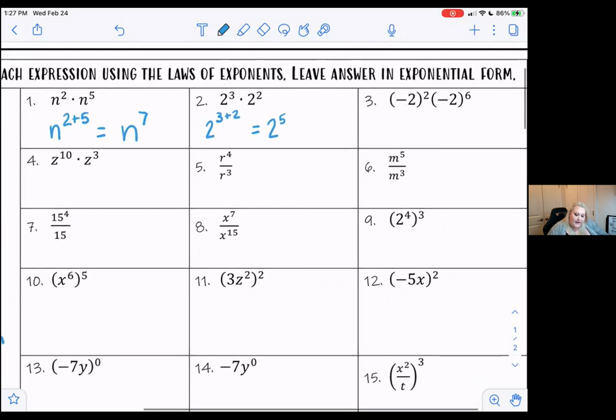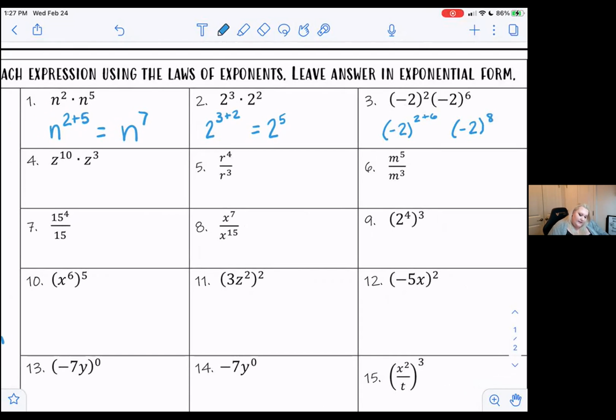For problem number 3, we have the same base of negative 2. So we can think about it as negative 2 to the 2 plus 6. So we would get negative 2, got to keep those parentheses, to the power of 8.